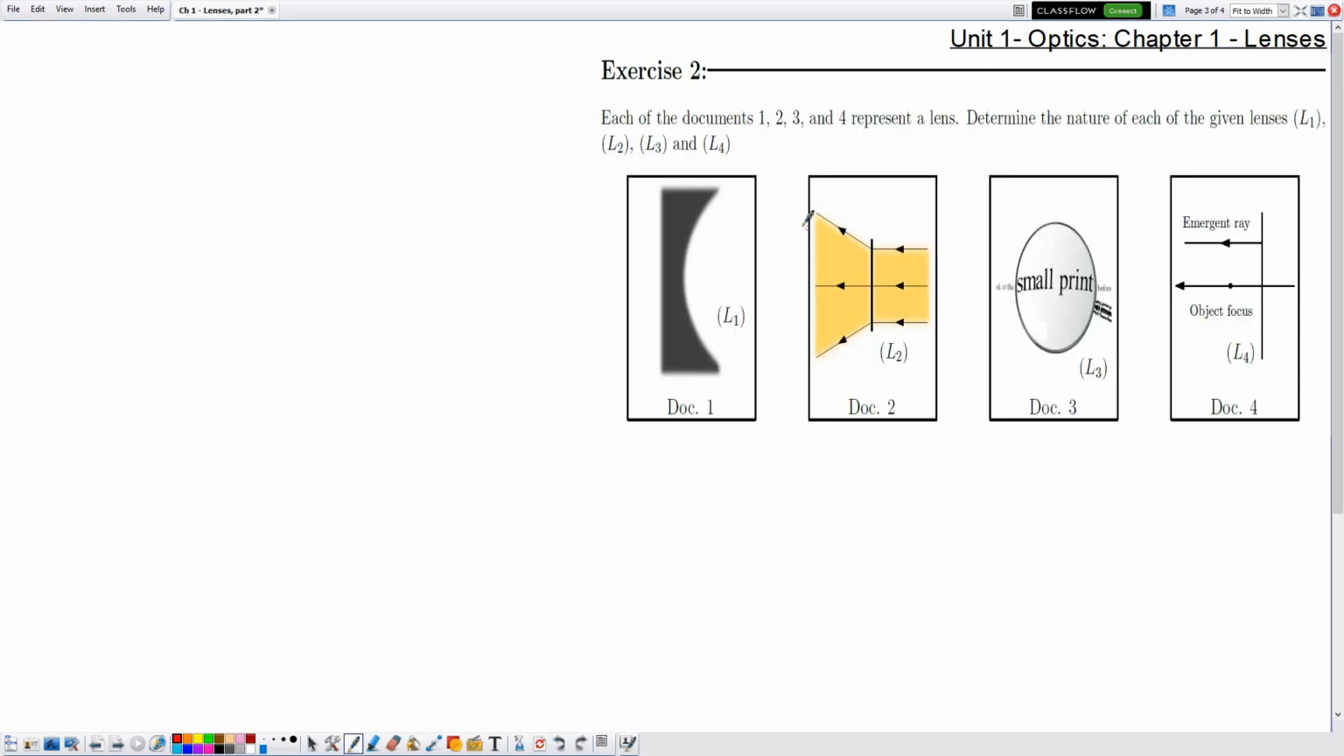Here in exercise number 2 they are telling me each of the documents 1, 2, 3 and 4 represents a lens. Determine the nature of each of the given lenses L1, L2, L3 and L4. Okay, so in each document they gave me a lens in which we can notice a property of the lens, and from this property we need to determine the nature of the lens. Okay, let's start with document 1.